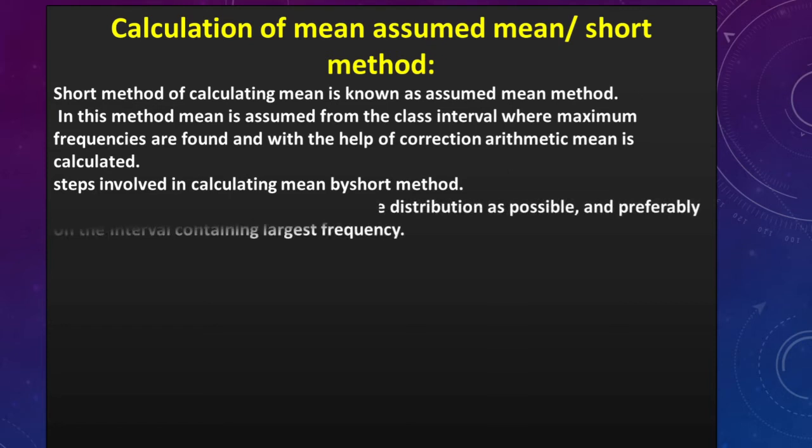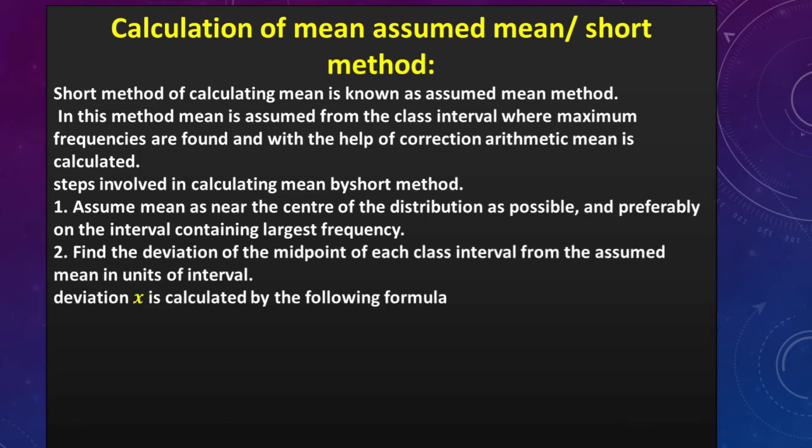Step 1. Assume mean as near the center of the distribution as possible, and preferably on the interval containing the largest frequency. That is, choose the assumed mean where we can see the maximum frequency. Step 2. Find the deviation of the midpoint of each class interval from the assumed mean in the units of interval. Here an important word is coming, deviation.